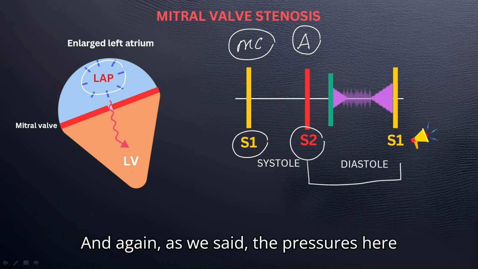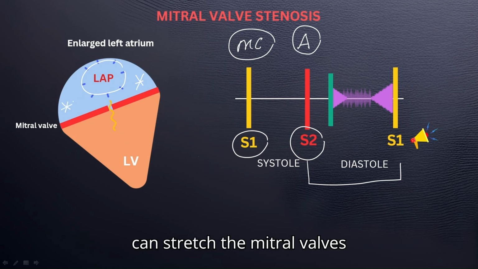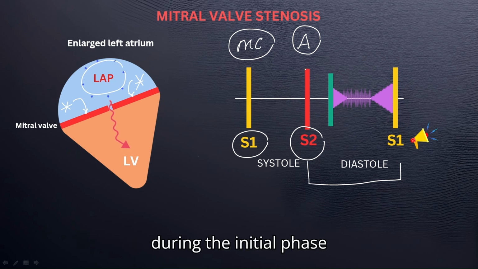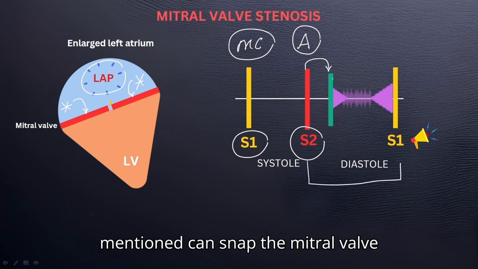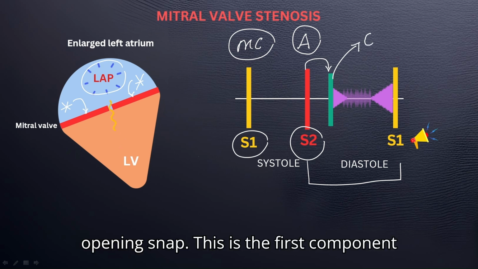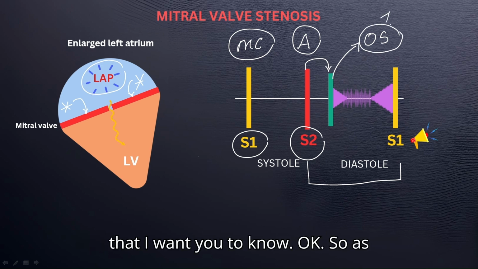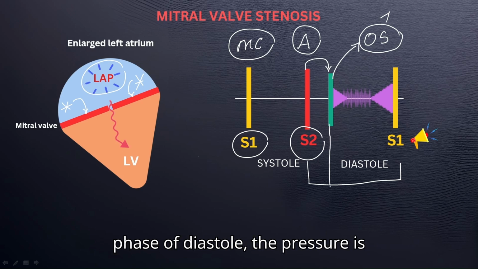And again, as we said, the pressures here are very high. The pressure can stretch the mitral valve for quite some time, so that during the initial phase of diastole, those pressures we mentioned can snap the mitral valve open. And so we're going to call that the opening snap. This is the first component that I want you to know. Okay, so as you can see, that occurs at the early phase of diastole.